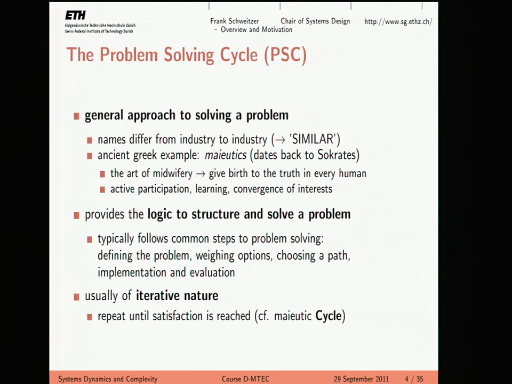And the idea of iterations, you know, you start and you define your problem, you come up with proposals, you evaluate these proposals, maybe you go back to the beginning when new information becomes available. This idea comes from the ancient Greeks with the so-called maieutics. Do you know what it means? This philosophical notion?